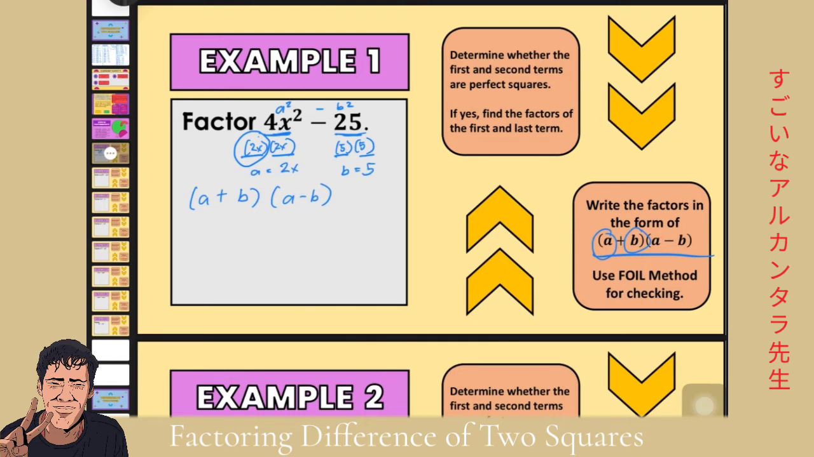The other way of solving this or talking about this is basically get the square root of the first term. So the square root of 4x squared is equal to 2x. The square root of 25 is equal to 5. So that's it. Your a is the square root of the first term and your b is the square root of the second term. You will still have different ways of understanding it and solving for it, but both are accepted. So once you identify your a and b, all you have to do is to substitute.